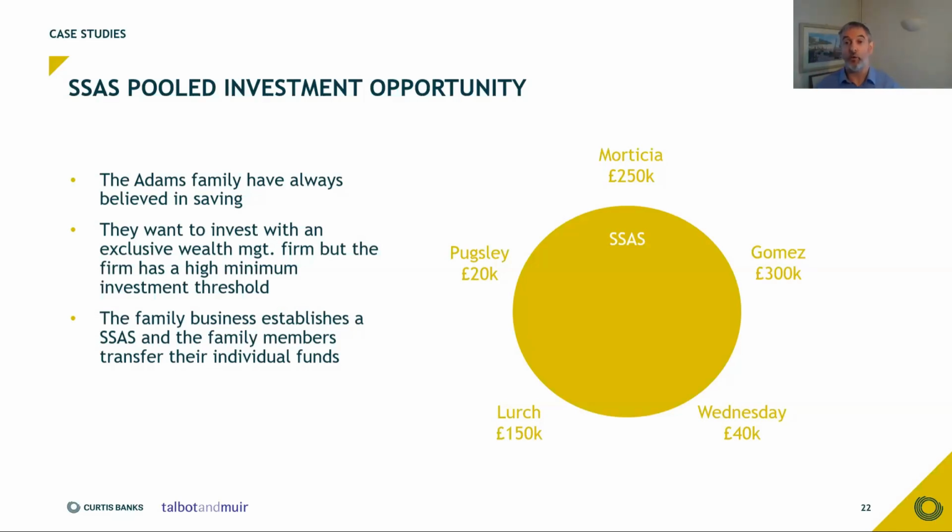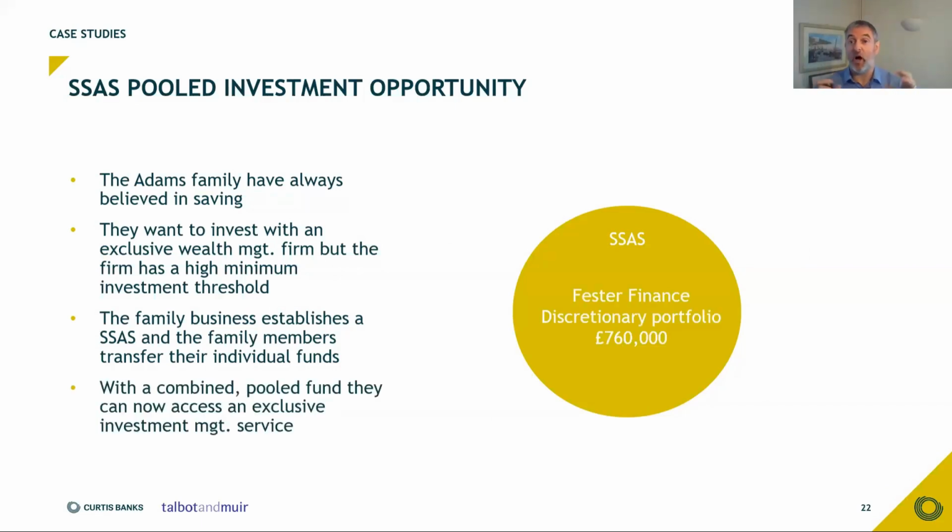By consolidating all the pots together, Pugsley's £20,000 is part of a much bigger pot, which is over £750,000. So he gets access to portfolio services he may not otherwise be able to get access to, and a tiered charging structure that's more advantageous than he'd be able to get using simply his own resources. So that's just a reference to the nature of that pooled fund.